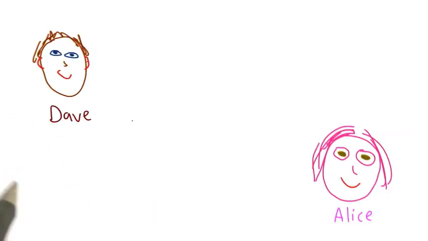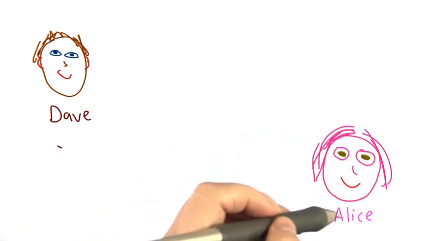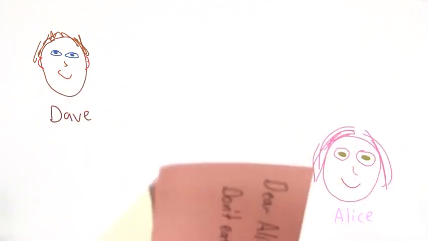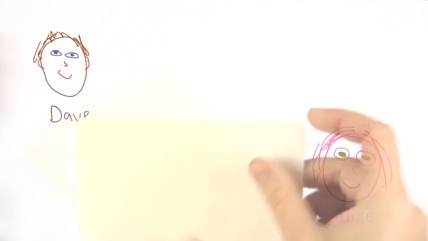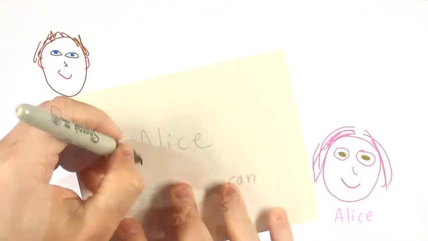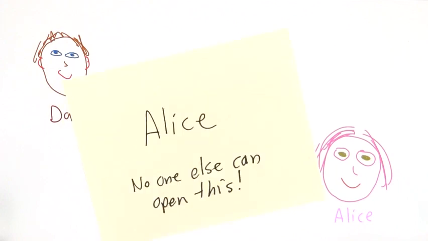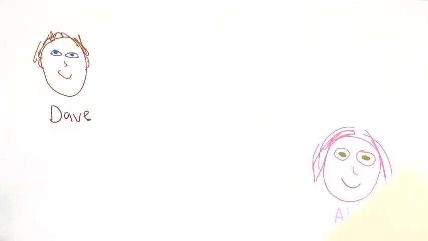So let's think of a simple example first. Suppose I want to send a message to Alice. If I just want confidentiality, well, I can put that in an envelope, seal the envelope, and write that it's for Alice. And to make sure my seal is good, I'll make sure that no one else can open this. And I could give the message to Alice.